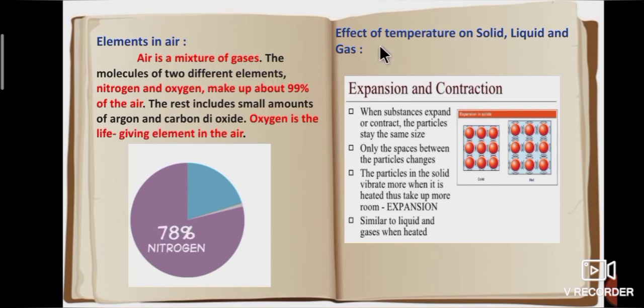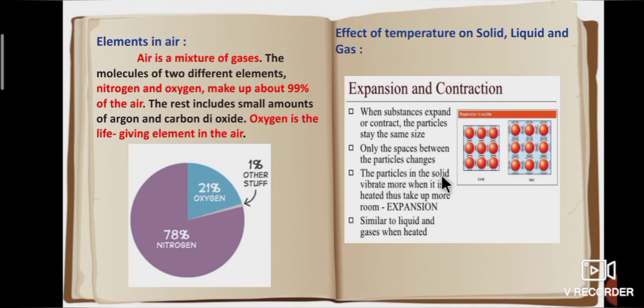Next, we will see the effect of temperature on solid, liquid and gas. That is, if you apply heat on solid, liquid and gas, expansion and contraction will take place. When substances expand or contract, the particles stay the same size. Only the spaces between the particles change.